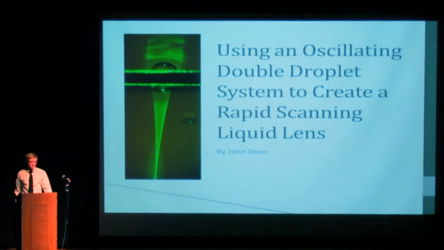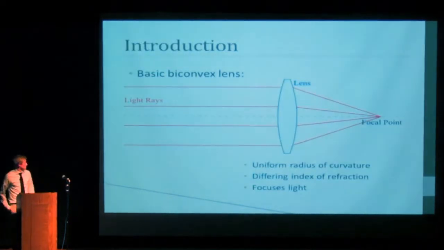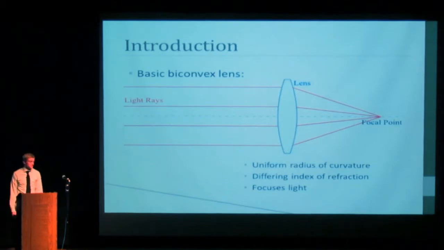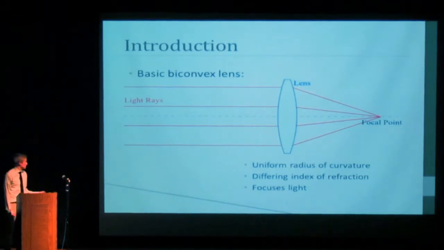Okay. My name is John Dean, and my presentation is on the use of an oscillating double droplet system to create a rapid scanning liquid lens. All right. So a lens exists with any translucent material with a constant radius of curvature and a differing index of refraction between the material and the outside environment. So rays of light, as you can see over here, travel through the lens and focus on a focal point. And the index of refraction of the lens differing from the outside material causes this light to bend.